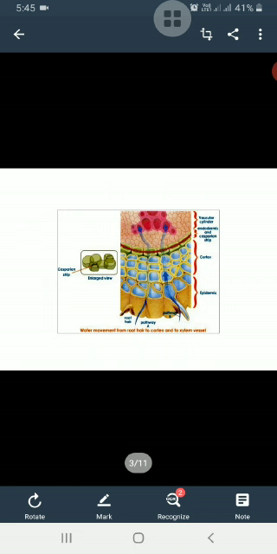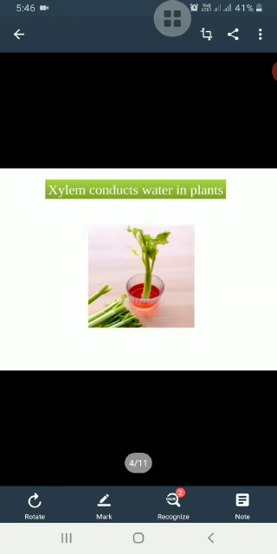The evaporation of water from the leaf surface is known as transpiration. The transportation of water and dissolved mineral salts from the root to the stem, leaves, flowers, and other parts of the plant takes place through the xylem. This upward movement of the sap that contains water and minerals is known as the ascent of sap. Xylem conducts water in plants.